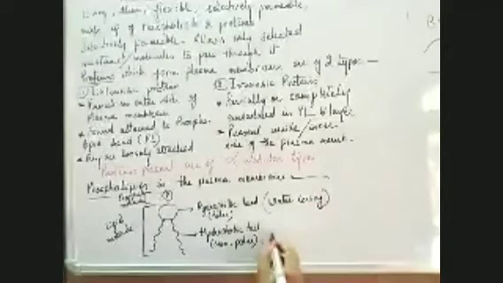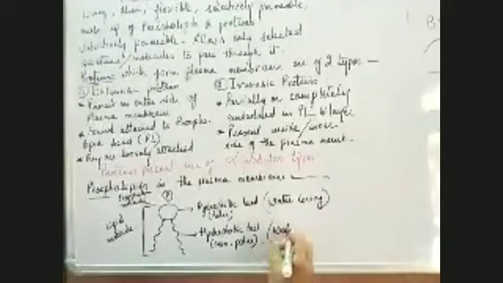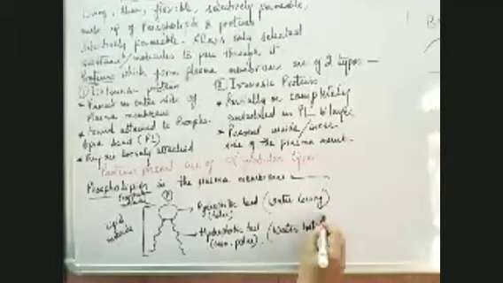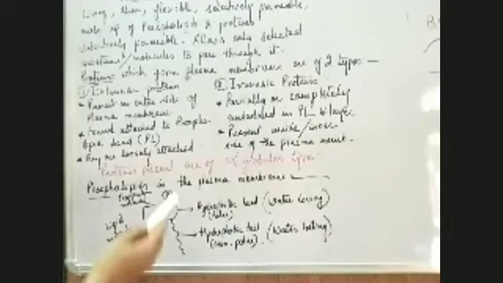And hydrophobic is water hating. So the two types of substance, hydrophilic and hydrophobic, water loving and water hating. So this is the structure of phospholipid, in which we have a hydrophobic tail. The tail part is hydrophobic, which is water hating or non-polar.